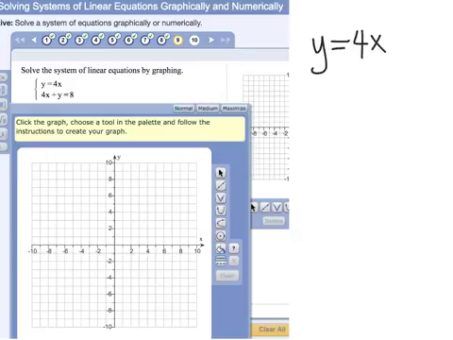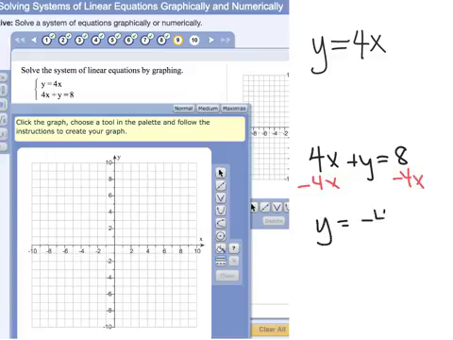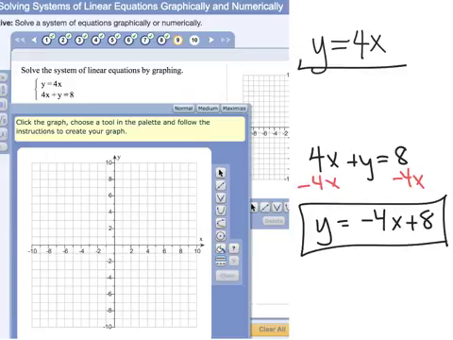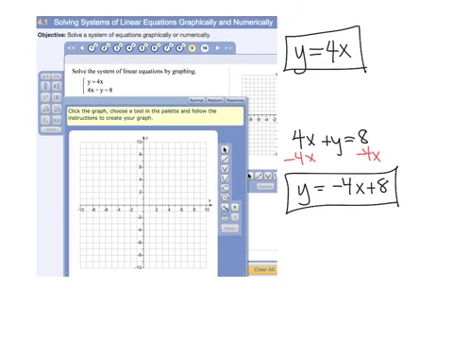He's already in slope-intercept format, but the second one is not, so let's do that one. That's 4x plus y equals 8. We're going to subtract the 4x from both sides. That gives us y is equal to negative 4x plus 8. So here are our two lines that we're going to graph.